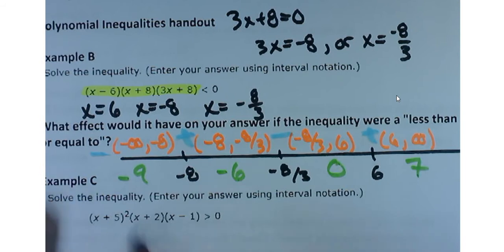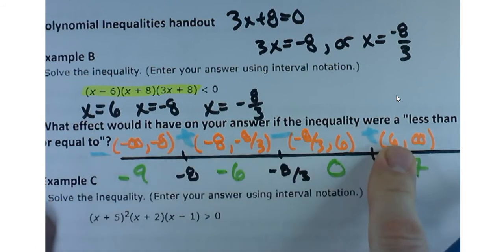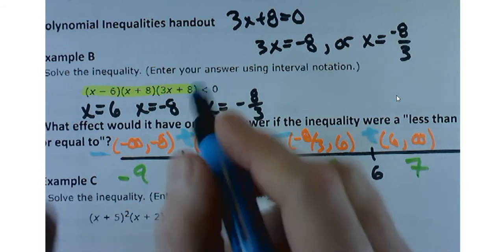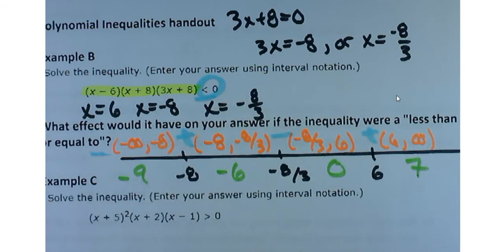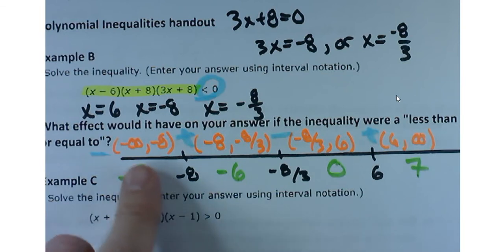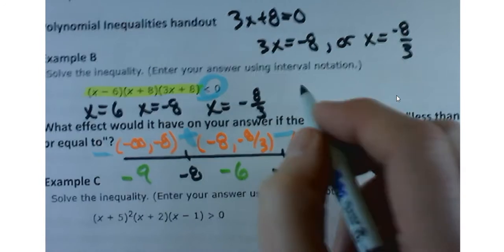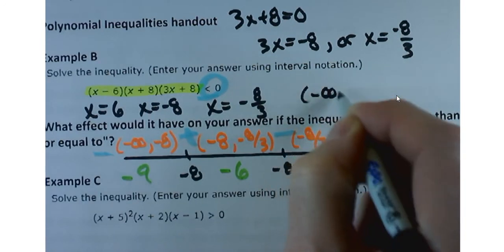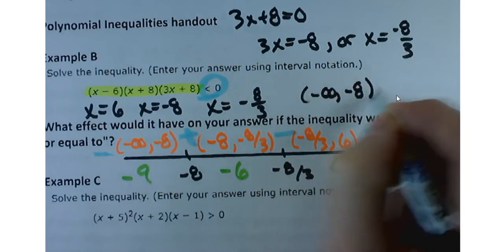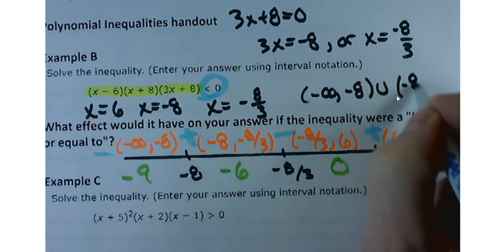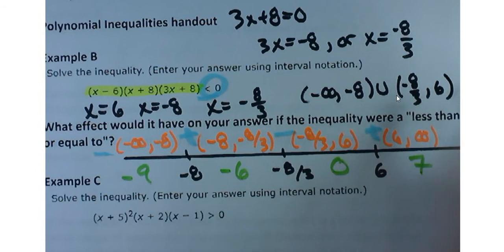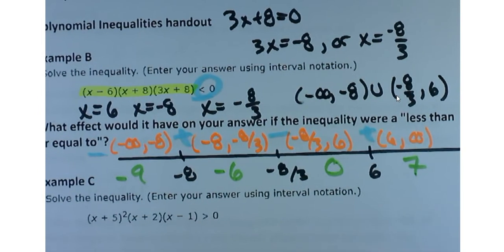Which ones do I want? Do I want the negative intervals or do I want the positive intervals? I want the negative intervals. So my answer overall is simply going to be these two negative intervals. So it's going to be -∞ to -8 union -8/3 to 6. It's those two intervals.